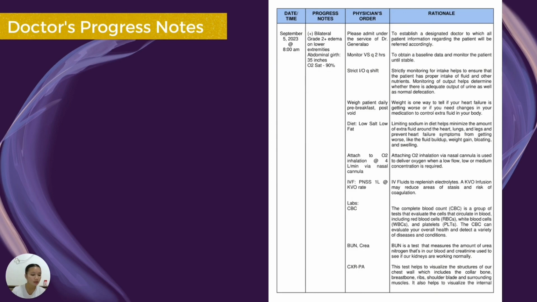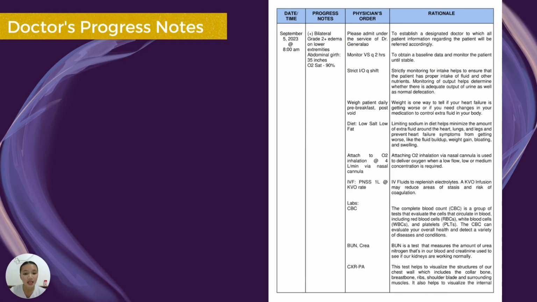So BUN means blood urea nitrogen and CREA is creatinine. BUN is a test that measures the amount of urea nitrogen that is present in our blood, and the creatinine is used to see if our kidneys are still working normally.